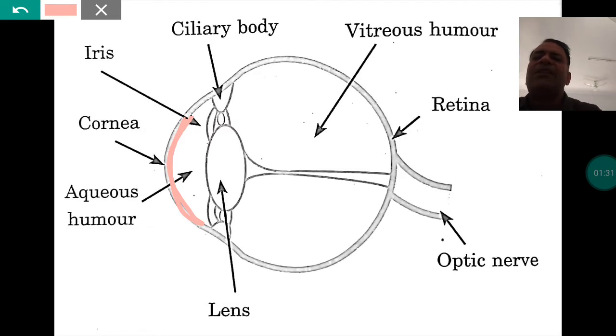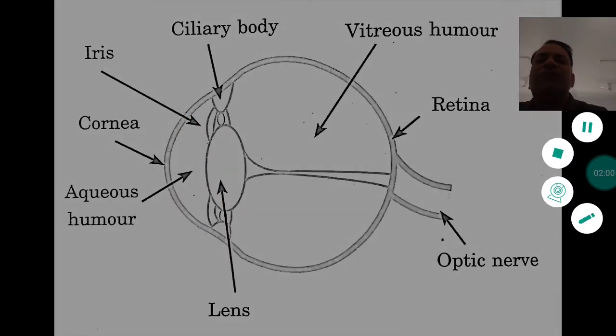Where is iris? Just behind the cornea you will find iris. It is again a diaphragm, a thin membrane that is between the cornea and the eye lens. You can see this is the eye lens, and in between here you will find this is iris, a very thin membrane. Now the third part is the pupil.